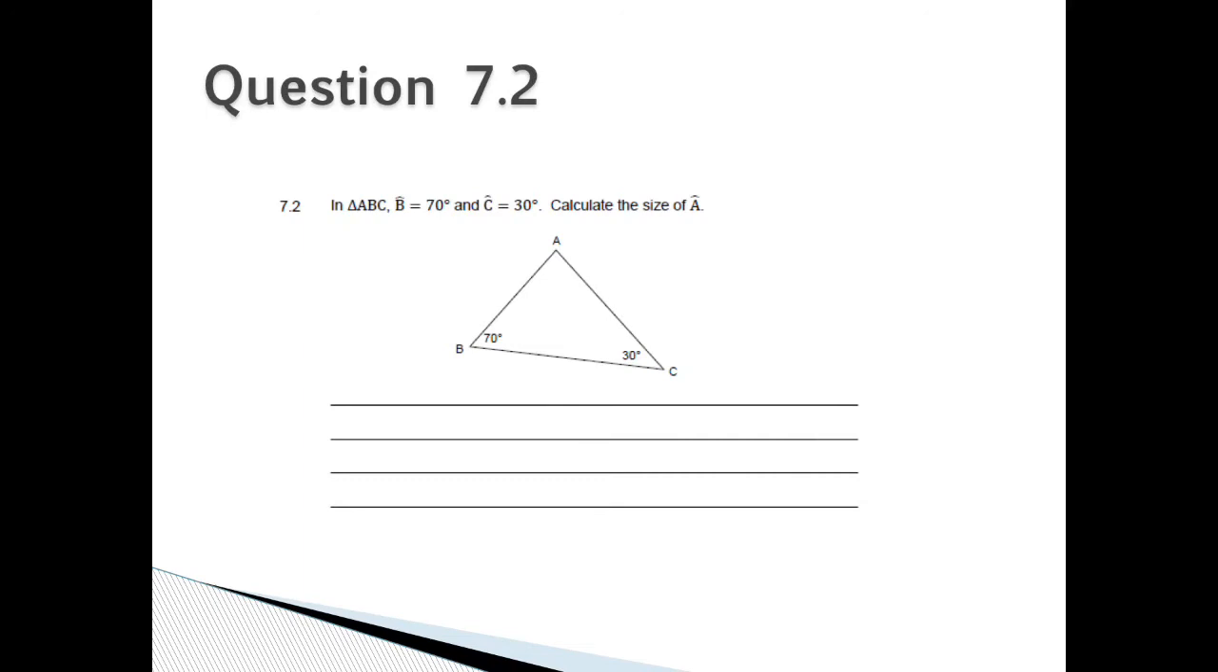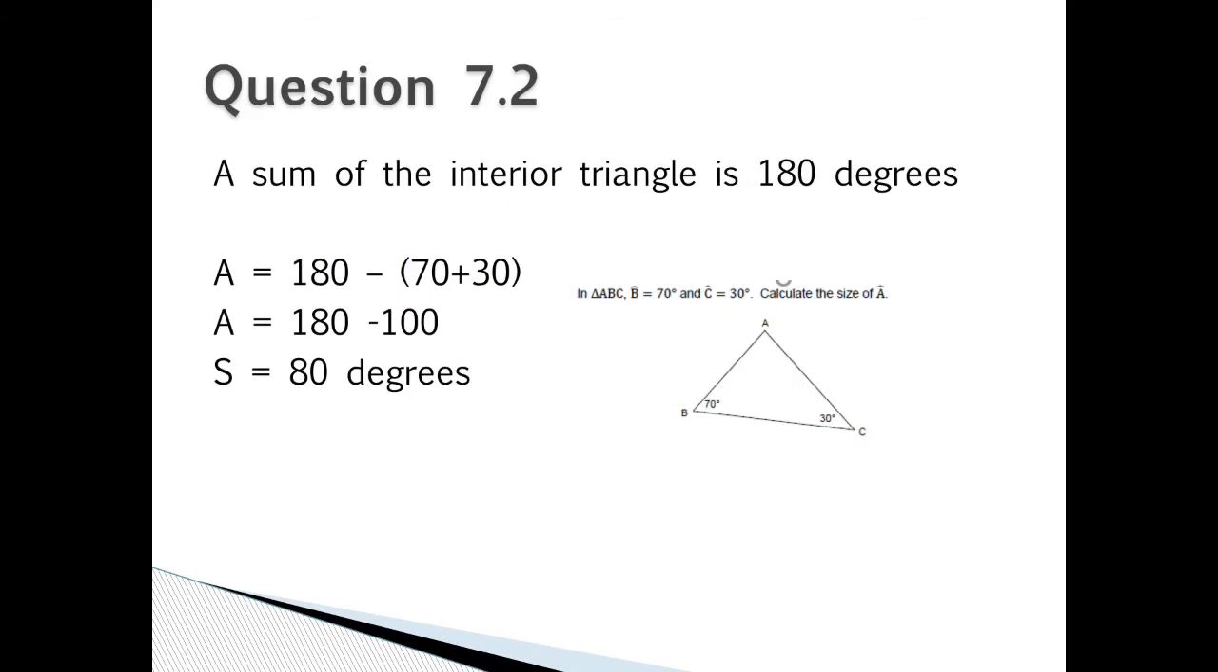7.2. In triangle ABC, angle B is equal to 70 degrees and angle C is 30 degrees. Calculate the size of angle A. The sum of the interior angles of a triangle is 180 degrees. Therefore, angle A is calculated as follows: A is equal to 180 minus (70 plus 30), so A is equal to 180 minus 100. Therefore, angle A is equal to 80 degrees.